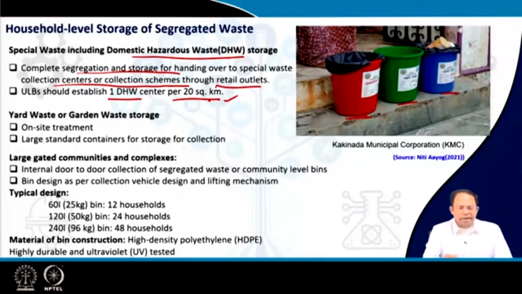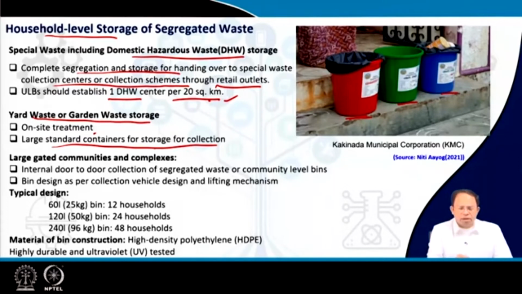In addition to that, when we are talking about household level waste, or household level generators, there is also yard level waste or garden waste. Many houses have gardens. So we should try to treat it on site. That means we can go for composting locally, or we use large standard containers for storage, and it could be collected by the municipal bodies after certain intervals.